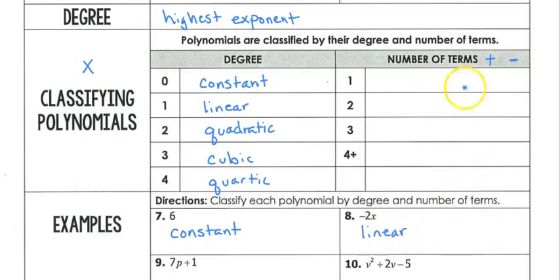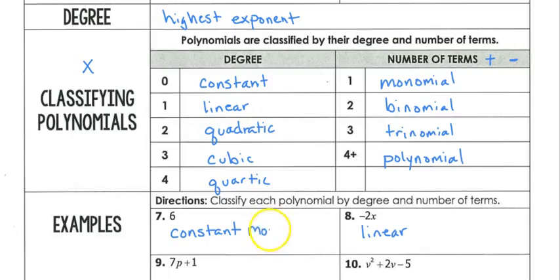All right, then we also have to talk about the number of terms. All right, so if there's one term, it's called a monomial, 2 terms, binomial, 3 terms, trinomial, and then 4 or more, we don't bother with different words. We just call them all polynomials. So this one, just 6, so this is a constant monomial, both words together to describe it. Okay, this one is, we already know it's linear, but again, just one term, so this is also a monomial.